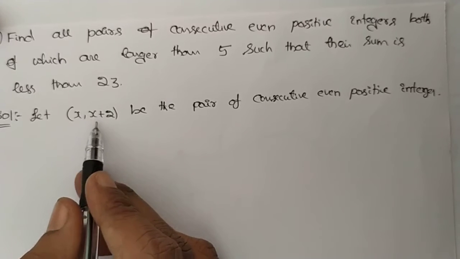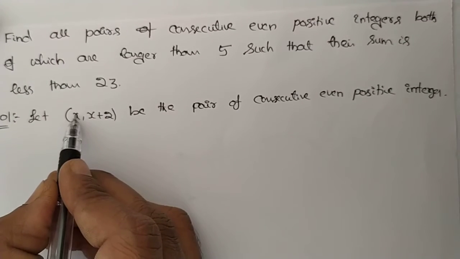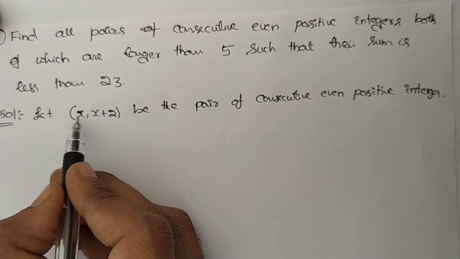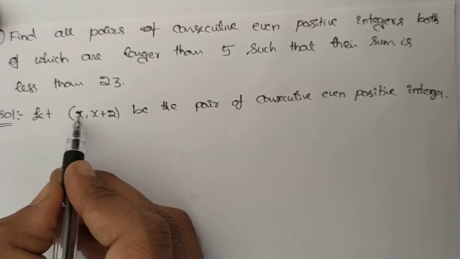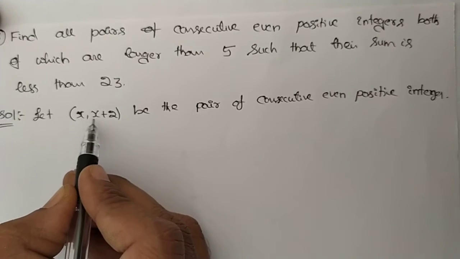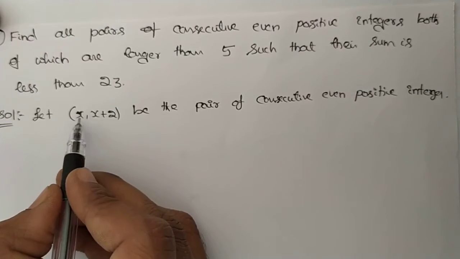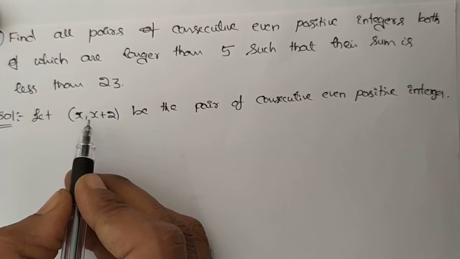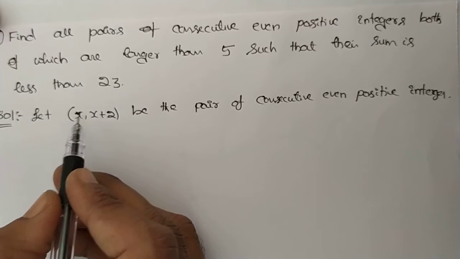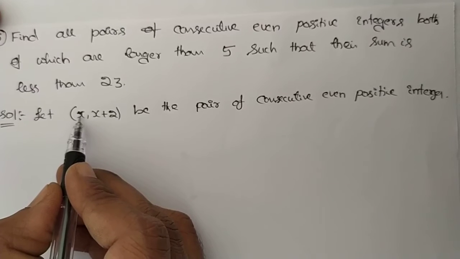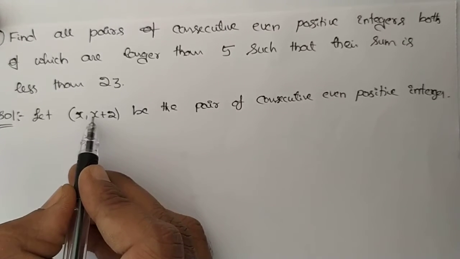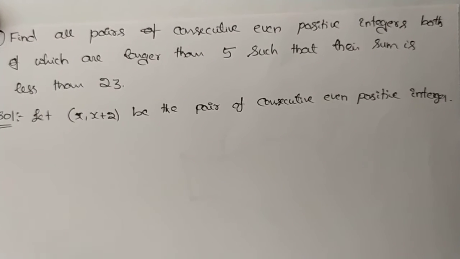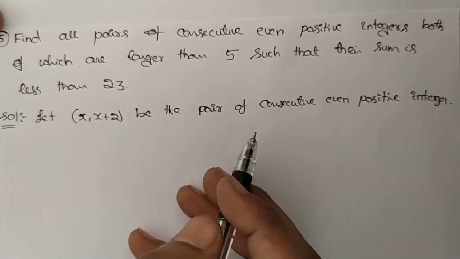How will x comma x plus 2 be even positive integers? If we take an even number in place of x, x plus 2 will also be an even number. Suppose we take the even number 10. 10 plus 2 is 12. 10 and 12 are both even numbers. If you take 100, 100 plus 2 is 102. Both are even positive integers. Suppose you take an odd positive integer in place of x, 7 plus 2 is 9; 7 and 9 are both odd positive integers. Like that, generally we take x comma x plus 2 as a pair of consecutive even positive integers.